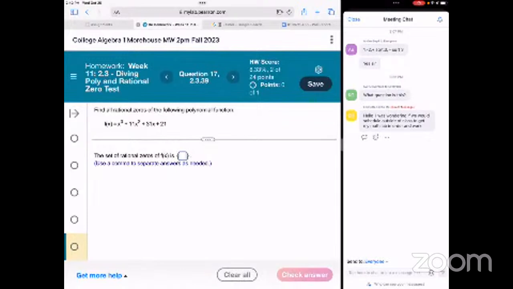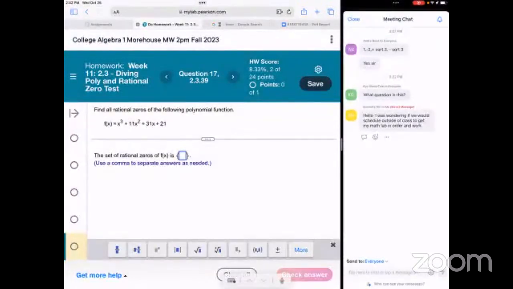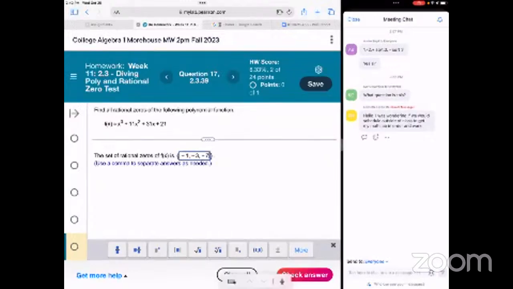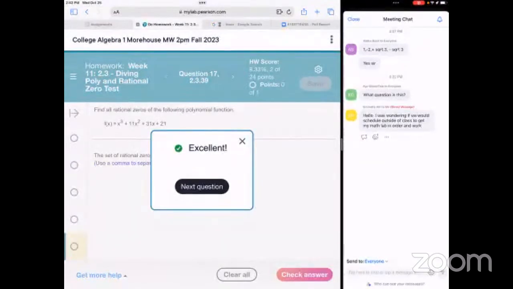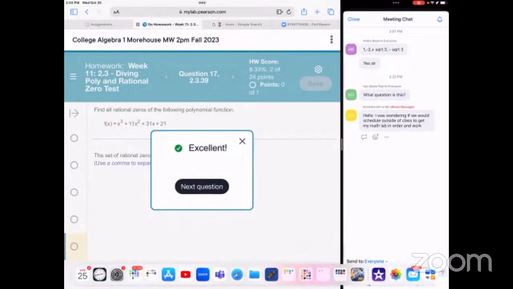Negative 1, negative 3, negative 7. Okay. All right. So let's see, just to close out. So we had a few participants.